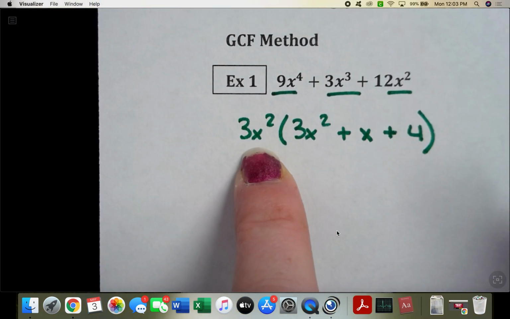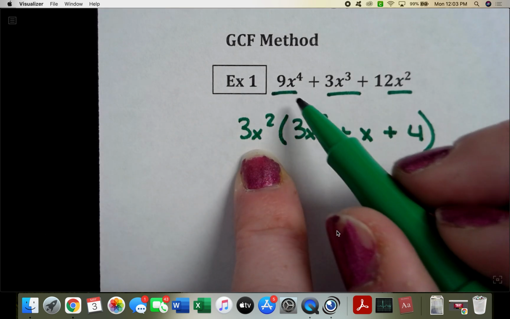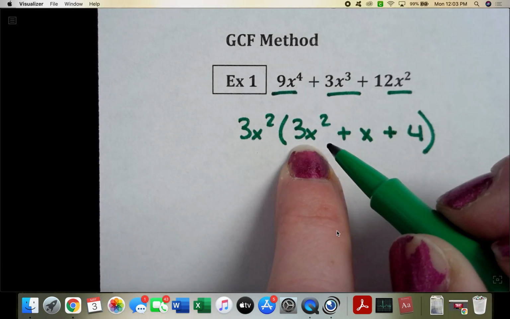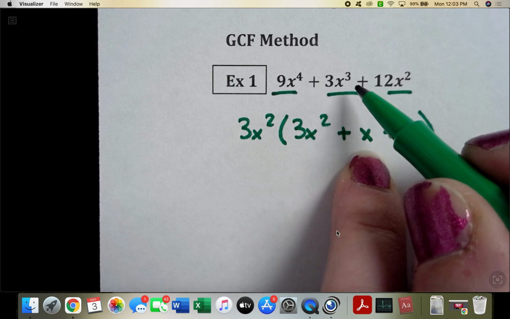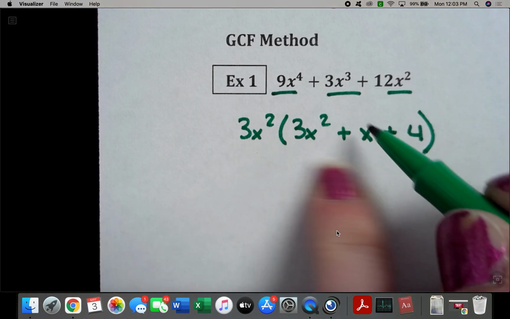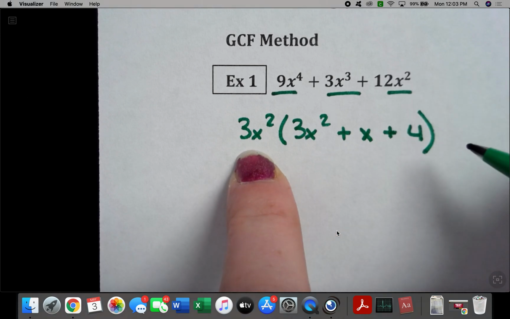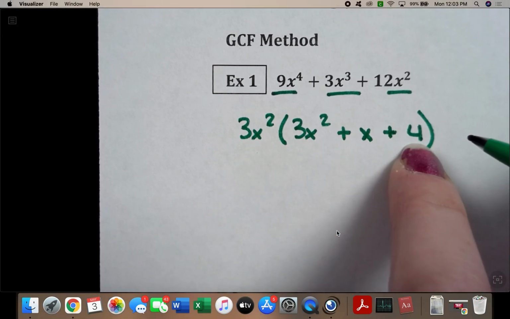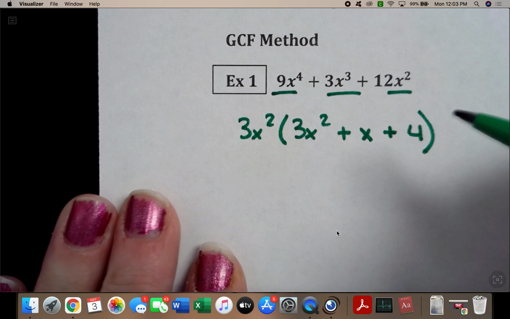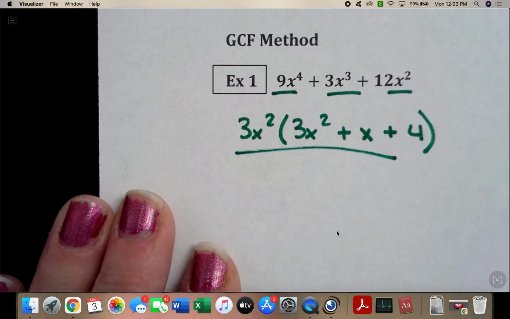If we take that out of 9x to the 4th, we have 3x squared left over. 3x to the 3rd, if you take a 3x squared out, you're left with just 1x. And 12x squared, if we take a 3x squared out, there'll be no x's left, but 12 divided by 3 is 4. So this is the greatest common factor method. We're just going to leave that answer like that and be done with it.